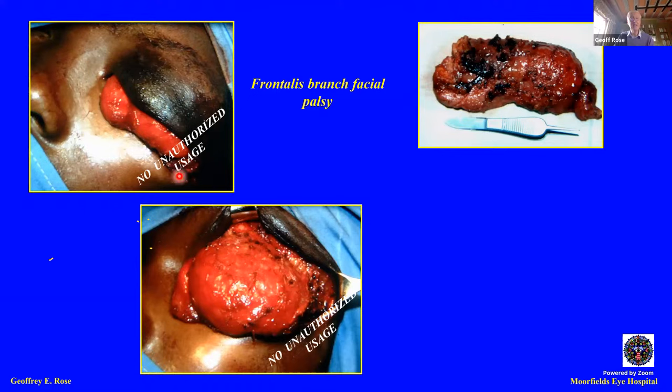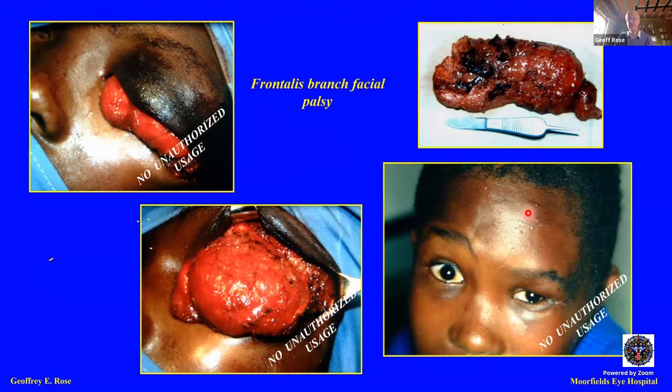Large masses, particularly where they extend outside the orbit, as in this neurofibroma extending out over the frontalis region. As we resect the mass, we go outside and take out a huge mass, it's 6 or 7 centimeters. And you can see here an upper branch seventh cranial nerve palsy with no frown lines. In retrospect, I probably would have done a fixation of the brow at the same time.